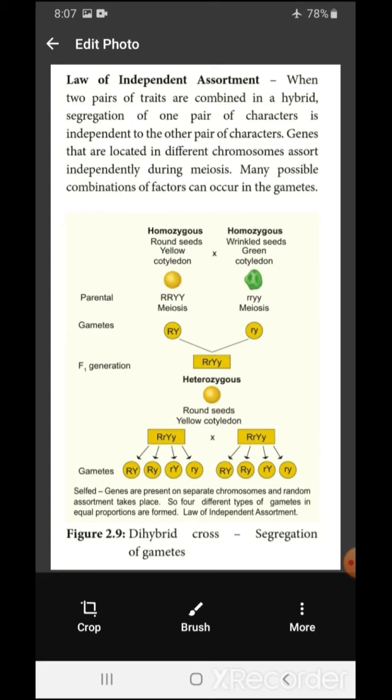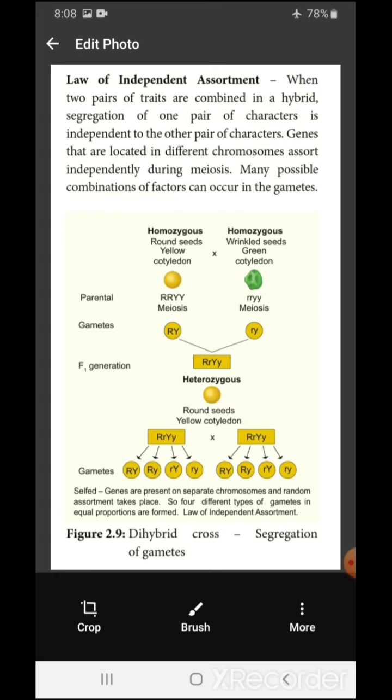So for example, in a monohybrid cross, capital T, small t, it produces 2 types of gamete, capital T as well as small t. They are separated. Here itself we are having the 2 different contrasting characters, round seed with yellow cotyledon and wrinkled seed with green cotyledon. So what are the gametes obtained by the F2 generation from the F1 generation? Capital R capital Y, capital R small y, small r capital Y, small r small y.